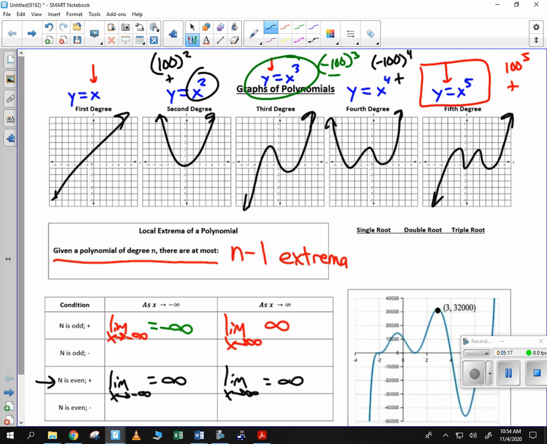Right now, I don't want to focus so much on what happens as x goes to positive infinity or negative infinity. I want to look at what happens if the front coefficient is negative. And I think we know that these are going to flip upside down. So that's if we're negative. All the black are positive and all the red are negative.